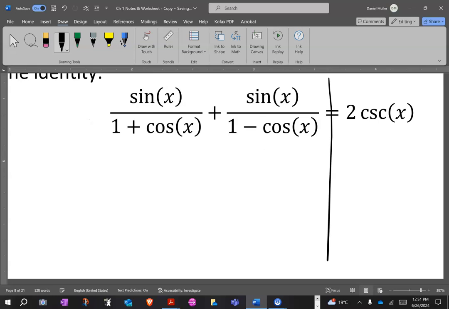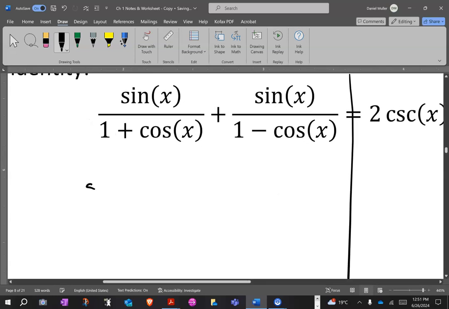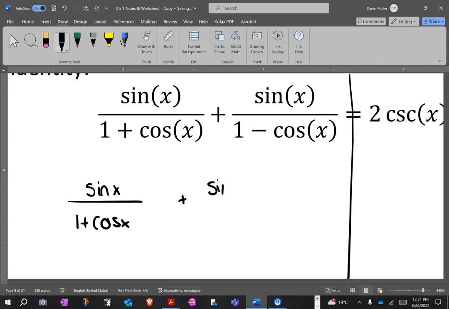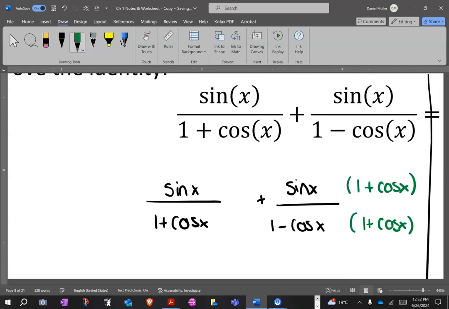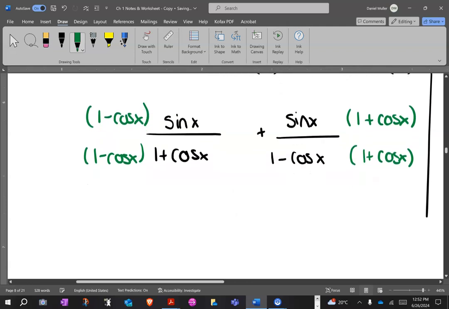So I'm going to just rewrite this with a little bit of space. So sine x over 1 plus cos, plus sine x over 1 minus cos. And then this side, the right, is going to need a 1 plus cos on both sides, or sorry, top and bottom, 1 plus cos. And the left side will need a 1 minus cos. And again, these are conjugates by chance. We just need to do a common denominator, which is that every denominator needs the opposite denominator.